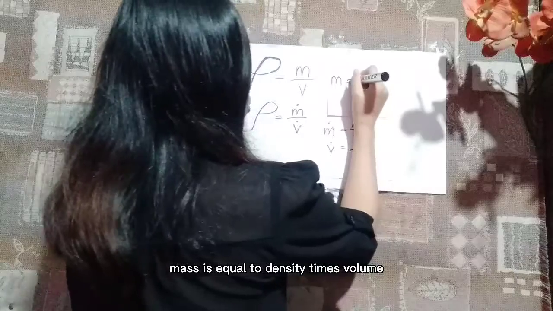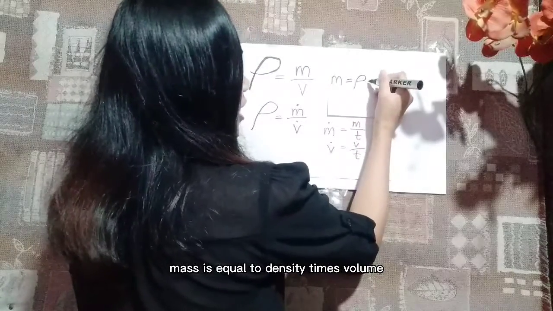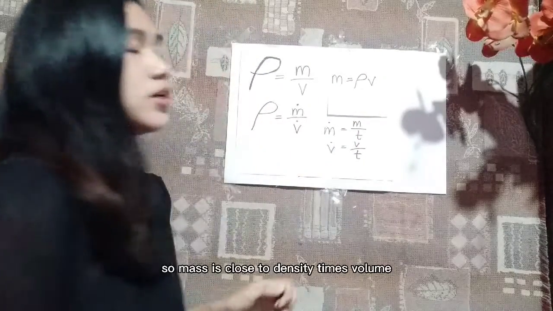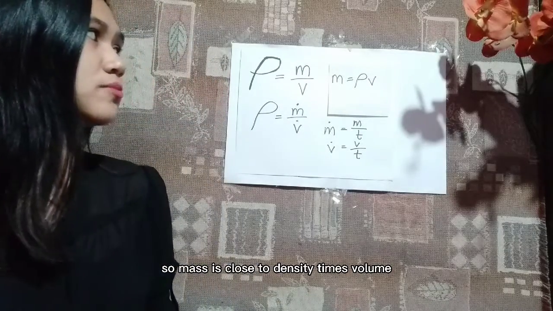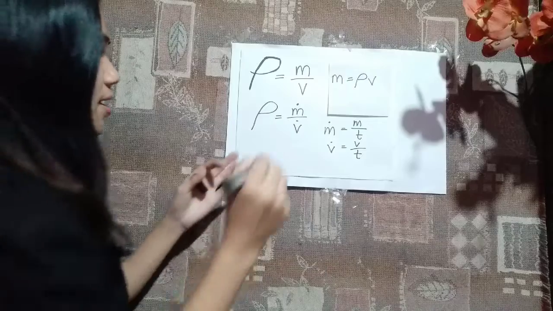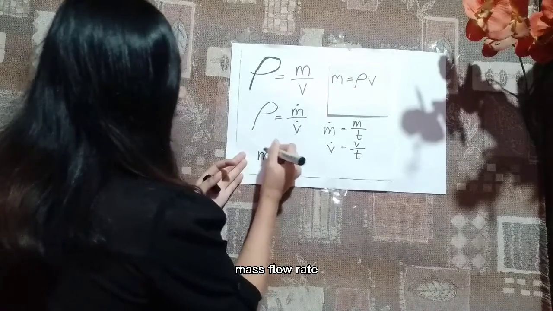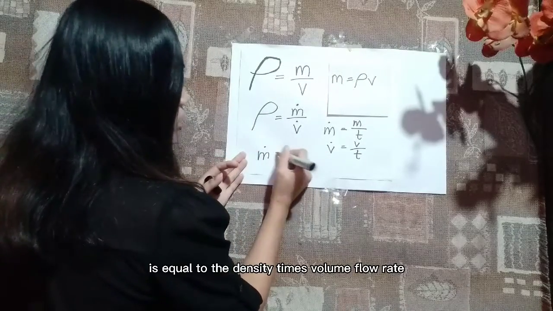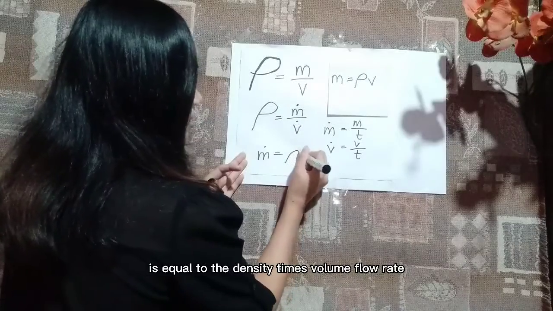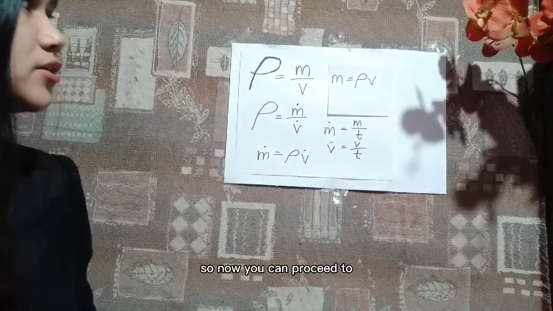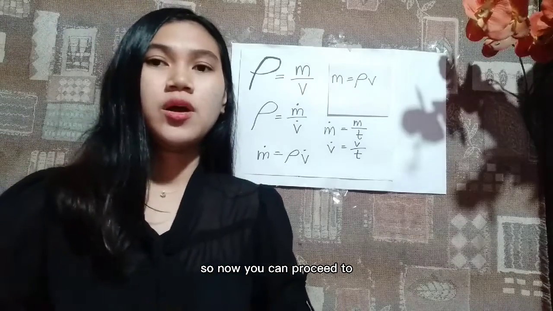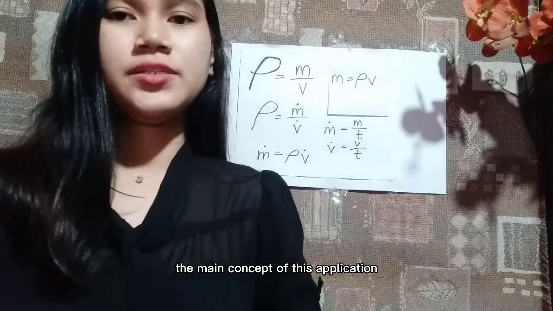So mass is also expressed as mass is equal to density times volume, which is also the same as mass flow rate is equal to the density times volume flow rate. So now you can proceed to the main concept of this application.